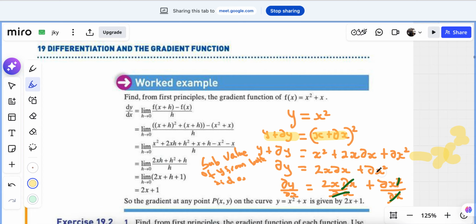Okay, that's what will remain. 2x dx plus dx squared. So I've removed the y from the left. I've removed the y value from the right. The y value is x squared on the right. So I subtract, and what is left is this.